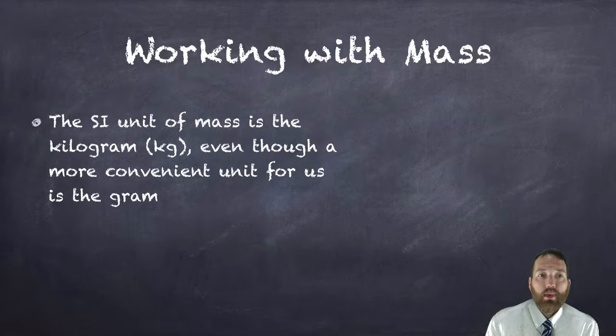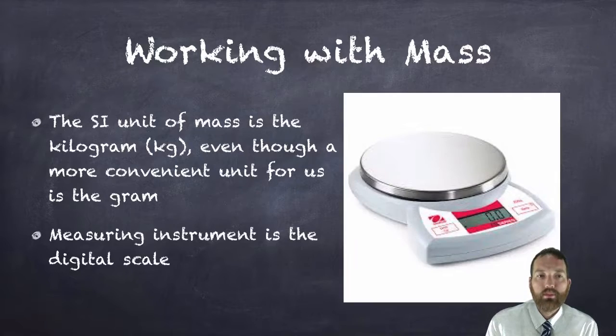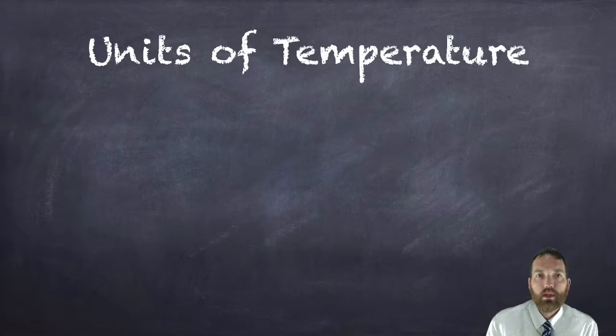When working with mass, the SI unit for mass is the kilogram, but a more convenient unit for us is the gram. Kilograms are pretty big, and we won't be dealing with kilograms of samples of matter. We'll be dealing with much smaller samples like grams and milligrams. The measuring instrument that we will be using is a digital scale. It looks like this, and I'll teach you how to use it in lab, and it reads out to 1 decimal place. Much more accurate than the triple beam balances you may have used in middle school.